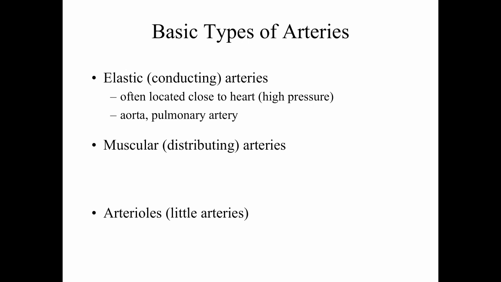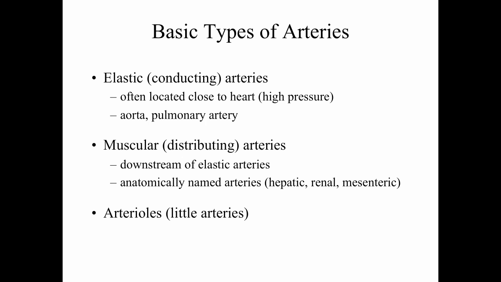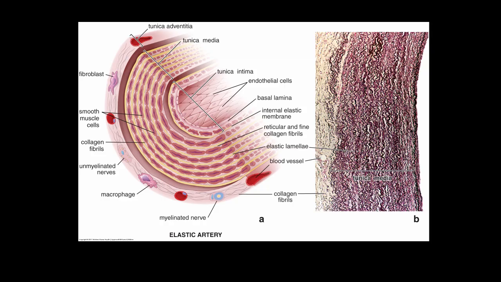The muscular arteries or distributing arteries are downstream from the elastic arteries. These are the anatomically named arteries that you've already studied in gross anatomy. So, for example, the hepatic artery, the renal artery, the mesenteric artery. And then arterioles are located within organs or tissues, and these don't necessarily have a name associated with them. So what we're going to do first is talk about elastic or the conducting arteries.